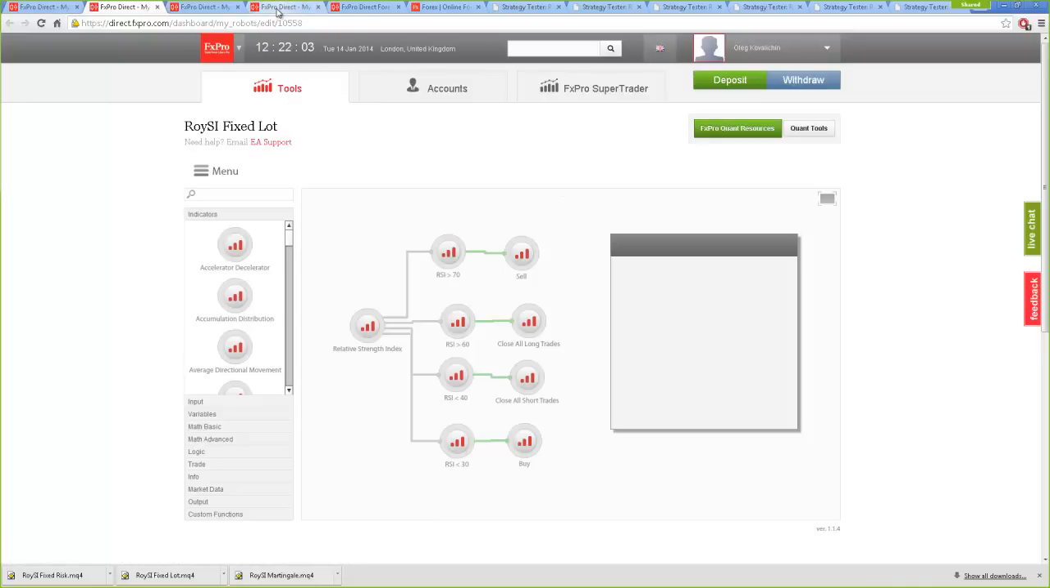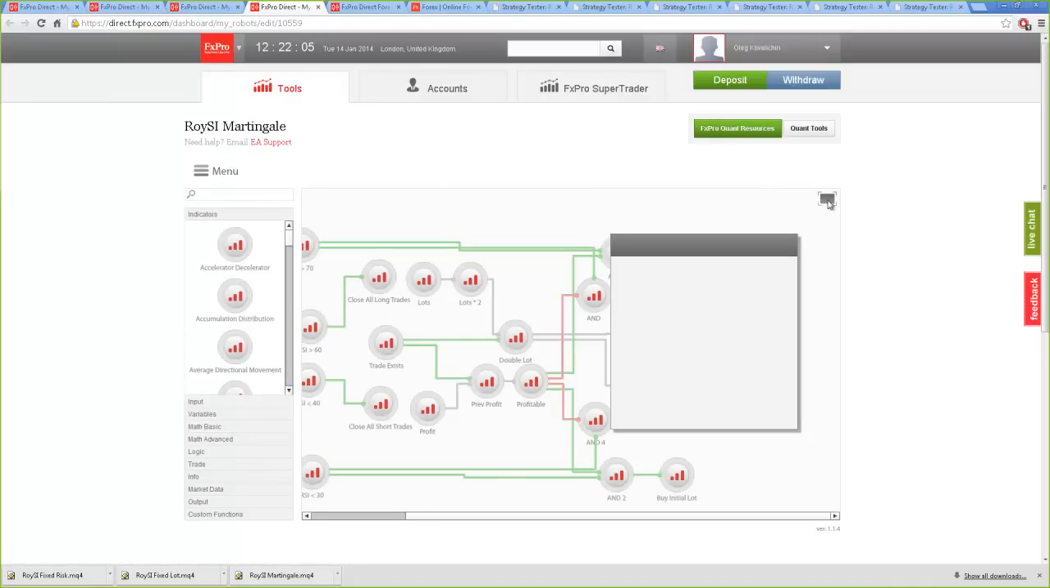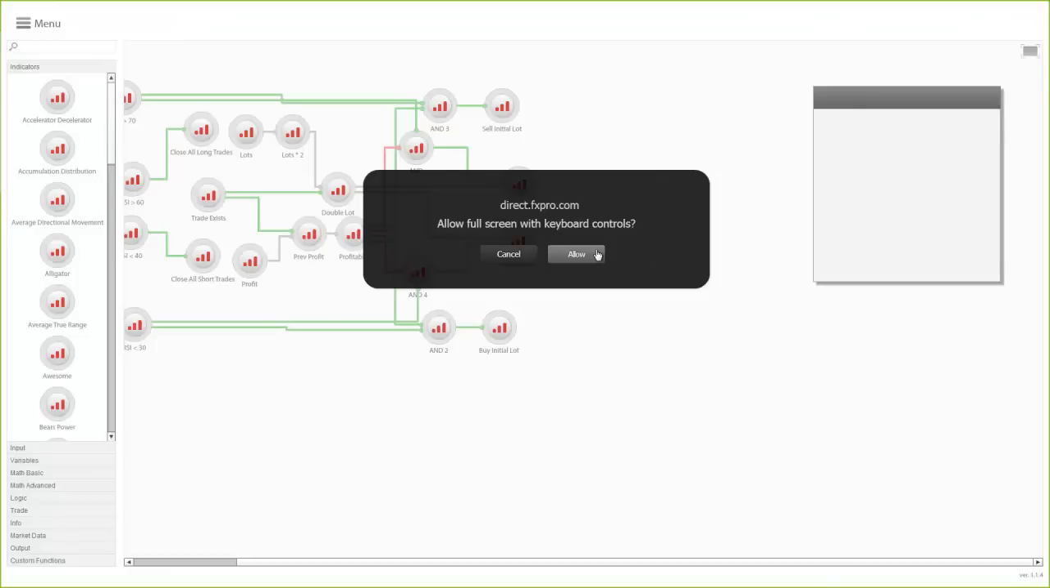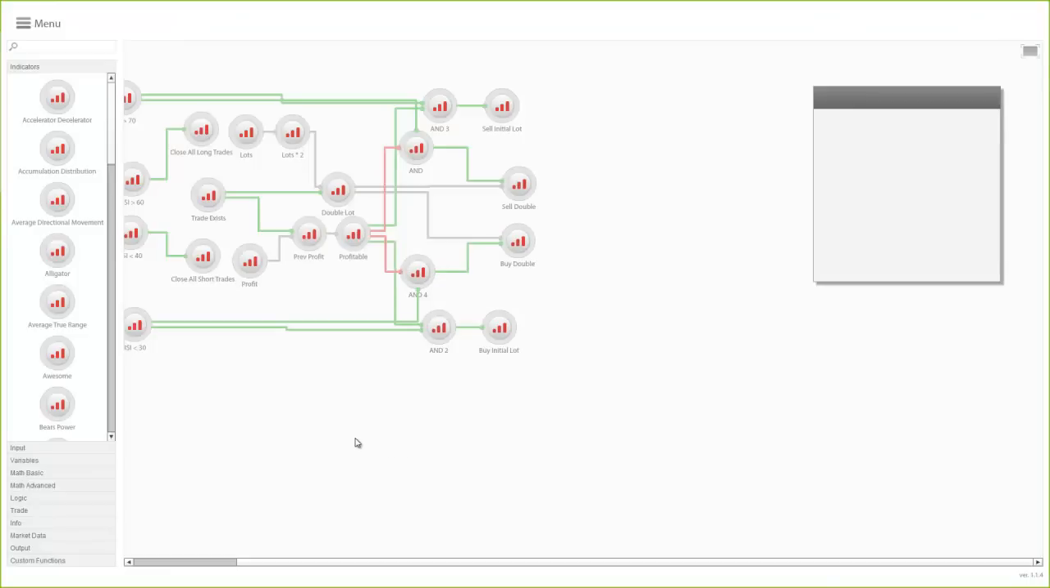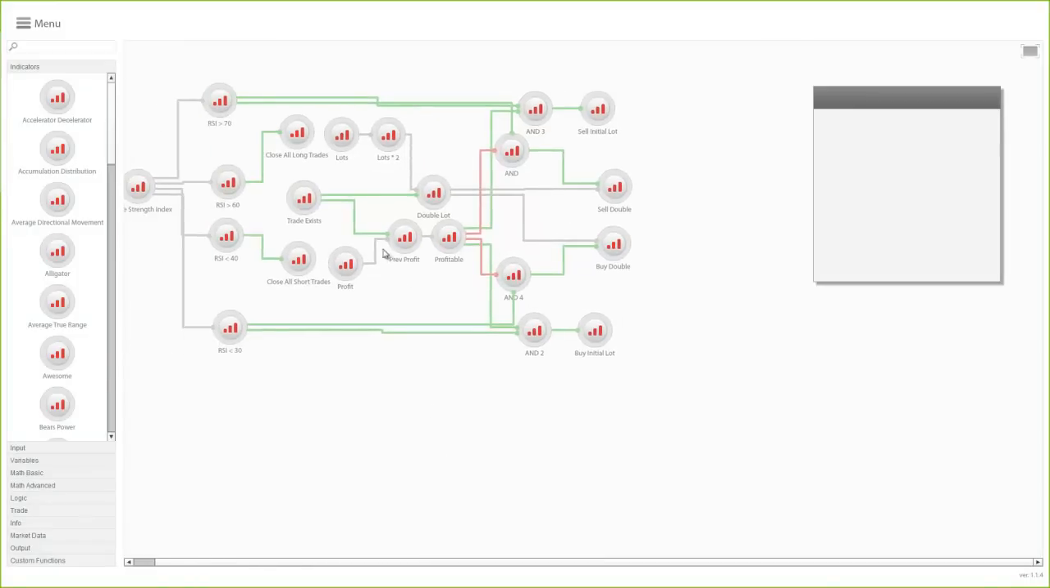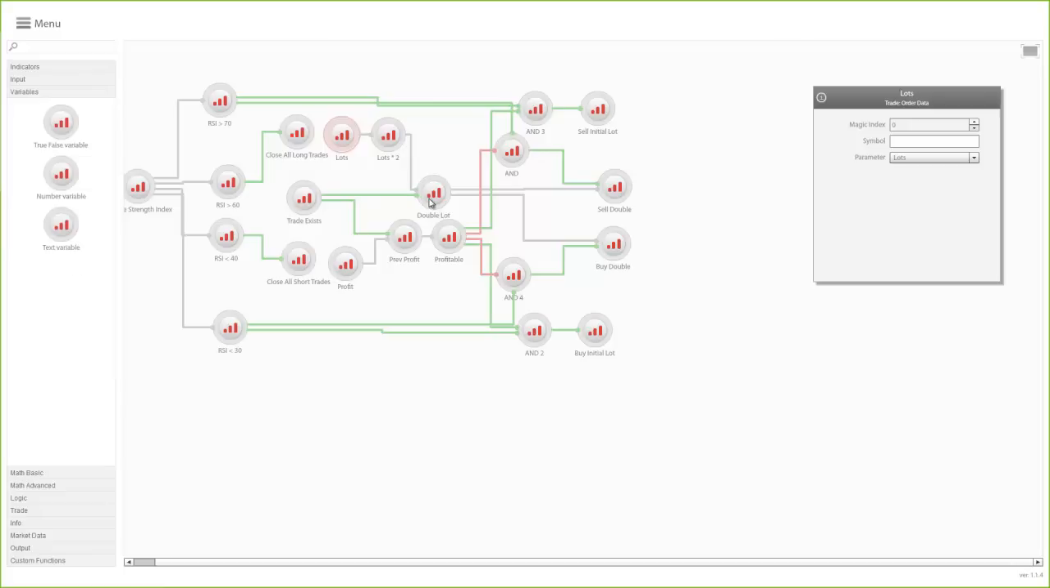And Martingale can also be implemented. Just in this case, I probably have to put it to full screen for it to be visible. So what we'll see is, in this case, we look at if our trade exists, and we're using the variable nodes. We use the number variable, and we remember what was the lot size of the existing trade and what was the profit of the existing trade. We save them into variables.